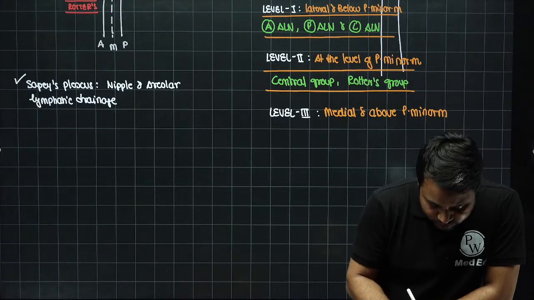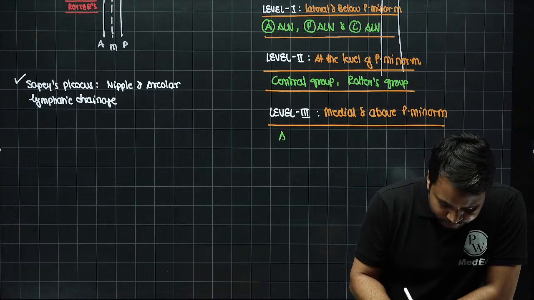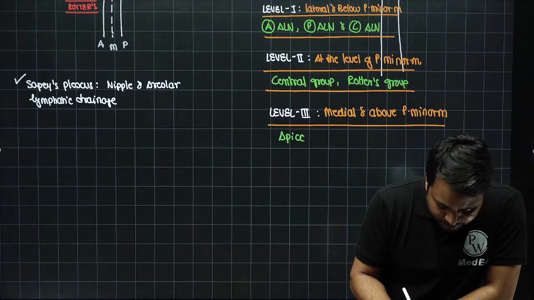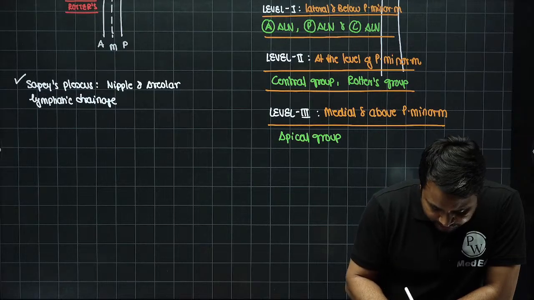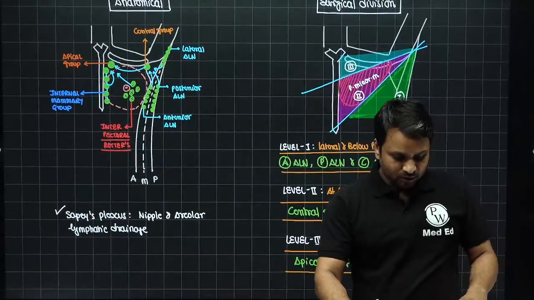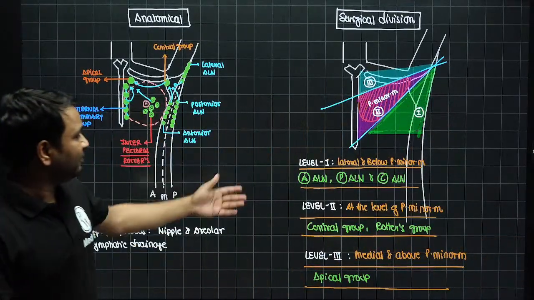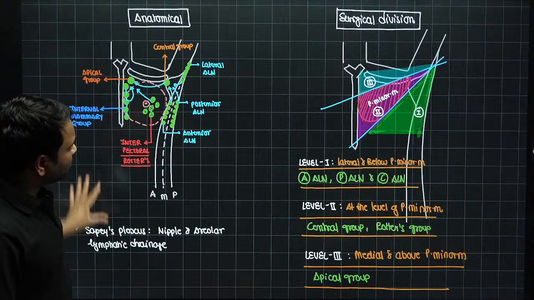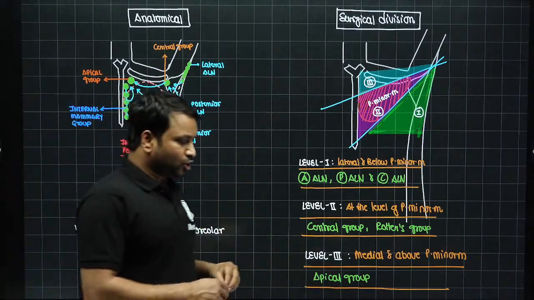So what are the lymph nodes which are going to be present here? It is going to be the apical group, which will be classified as the level 3 group of lymph nodes. Whenever we're doing a breast surgery, we'll always talk about removal of level 1, level 2 or level 3. We'll not talk about the named lymph nodes. We'll talk about the levels of lymph nodes which are shown across here.